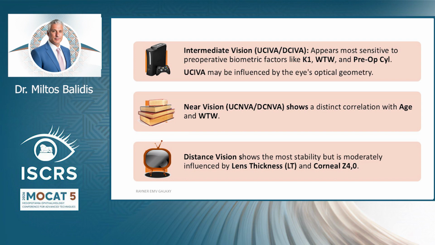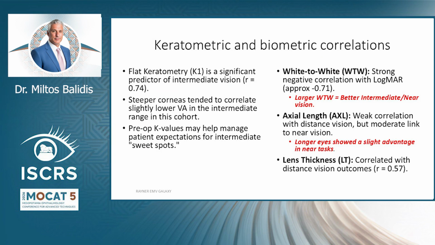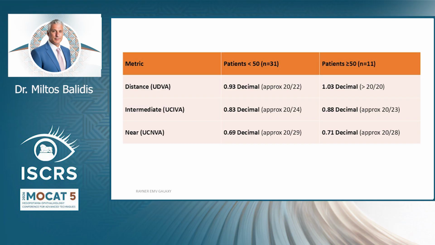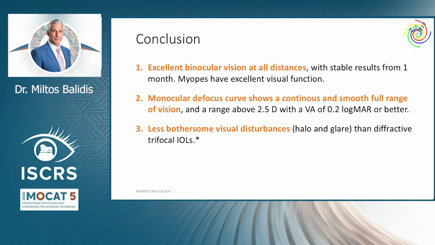We had the first study, which was published about a month ago, with optimized A constant and a very high refractive accuracy. As you can see, both sphere and cylinder are very close to 0.